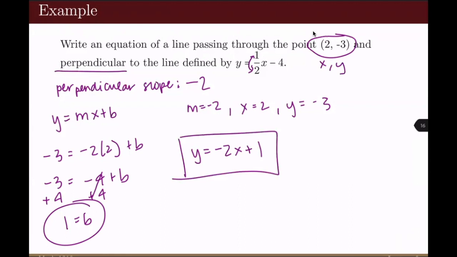This line is going to be perpendicular to y equals 1/2 x minus 4. And it has the point (2, -3).